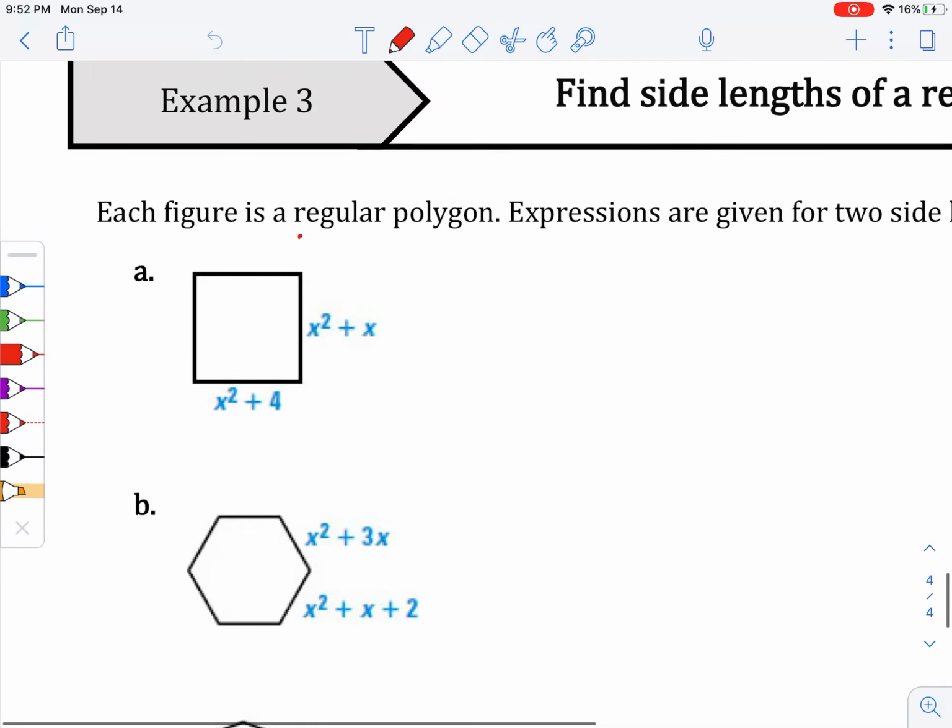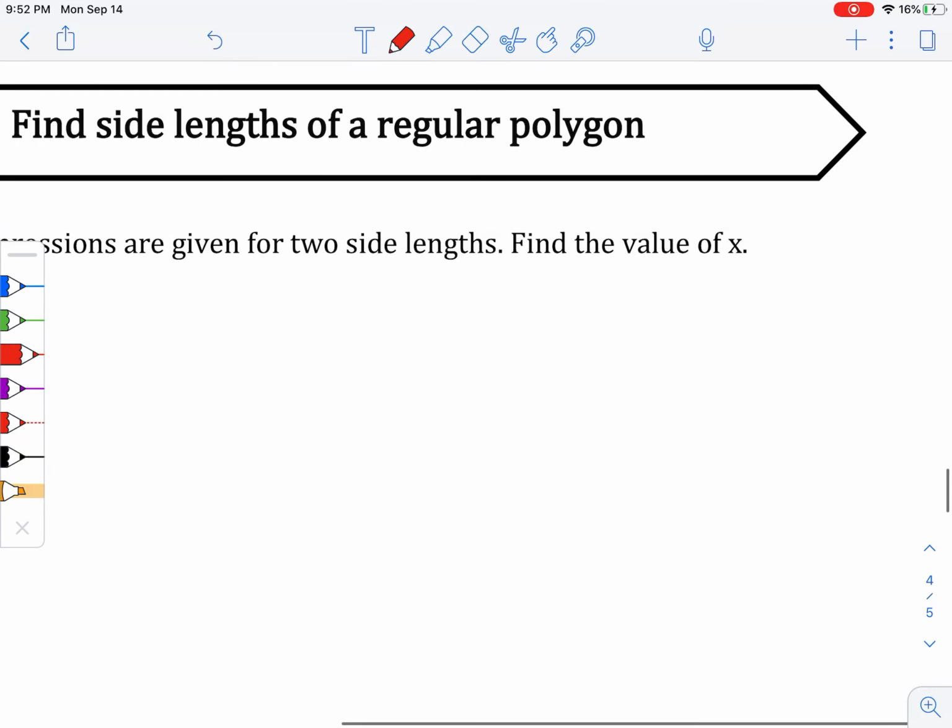It says each figure is a regular polygon. So again, equal sides, equal angles. Expressions are given for two side lengths. We want to find the value of x. So the nice thing here is I'm just finding x. I don't need to plug this back in.